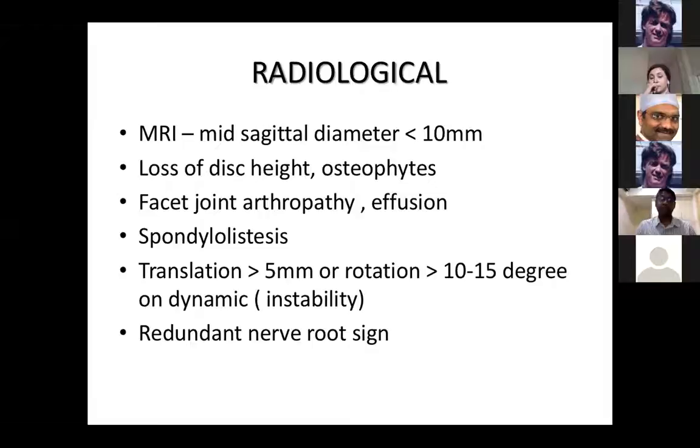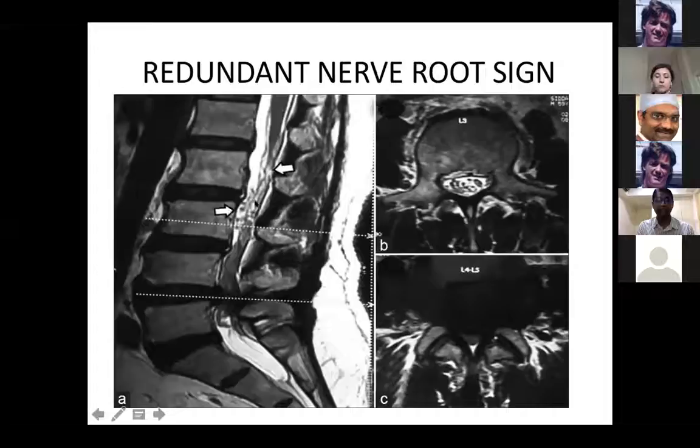Another sign that we can look for is the redundant nerve root sign. So as you can see here, pointing to the redundant nerve root, and around it you can see a lot of tortuous vessels. So this is the redundant nerve root sign.